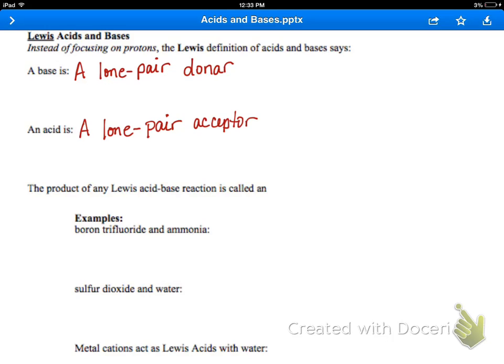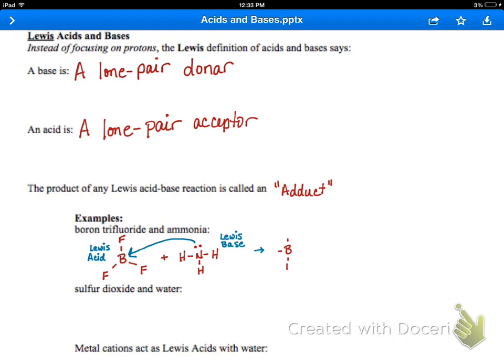The best way to learn these is just to look at examples. So the first example is boron trifluoride and ammonia, and this is what's going to happen. The product, when we put them together, is called an adduct. So BF3 and ammonia get together, and the trick here is to look for the lone pair. So ammonia here has the lone pair, and it's going to use its lone pair to make a bond with boron. So ammonia is the lone pair donor, so it's the base, and boron is receiving the lone pair, so it's the Lewis acid.